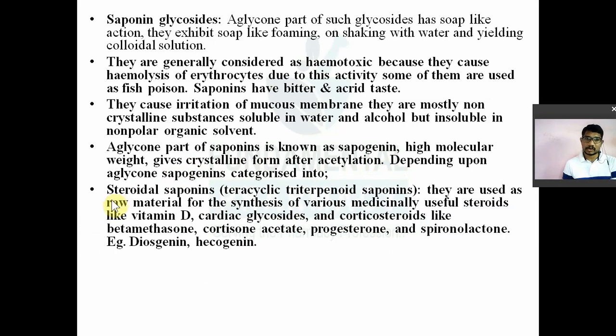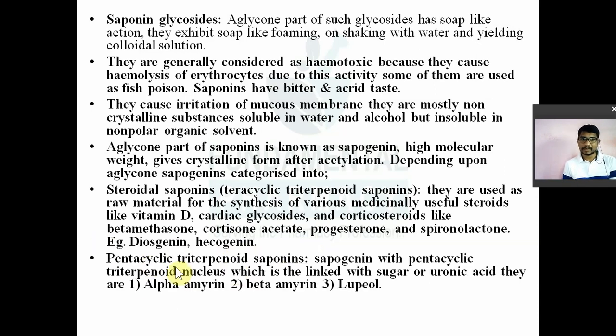First one is steroidal saponin. तो इसमें steroid nucleus होगा. So they are also known as tetracyclic triterpenoid saponin. They are also used as a raw material for synthesis of various medicinally useful steroids like vitamin D, cardiac glycoside, then corticosteroids like betamethasone, cortisone acetate, then progesterone, spironolactone. Examples are diosgenin and yamogenin.